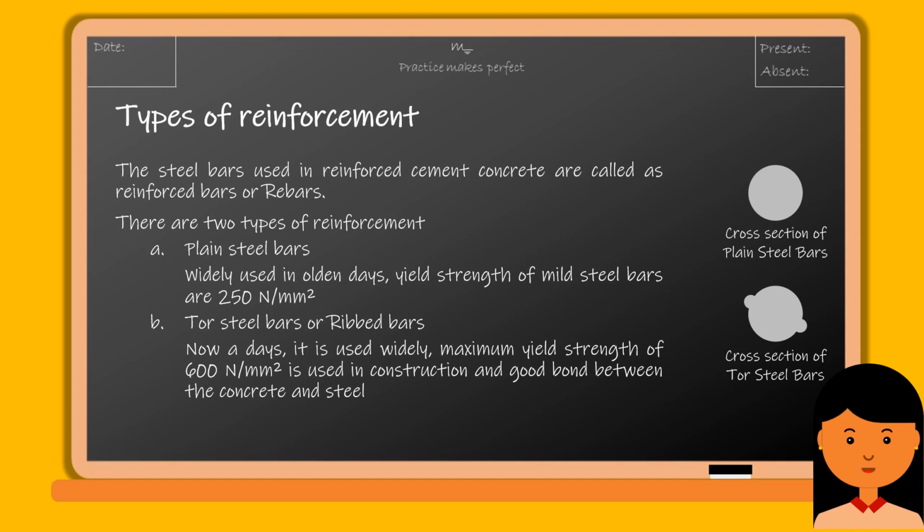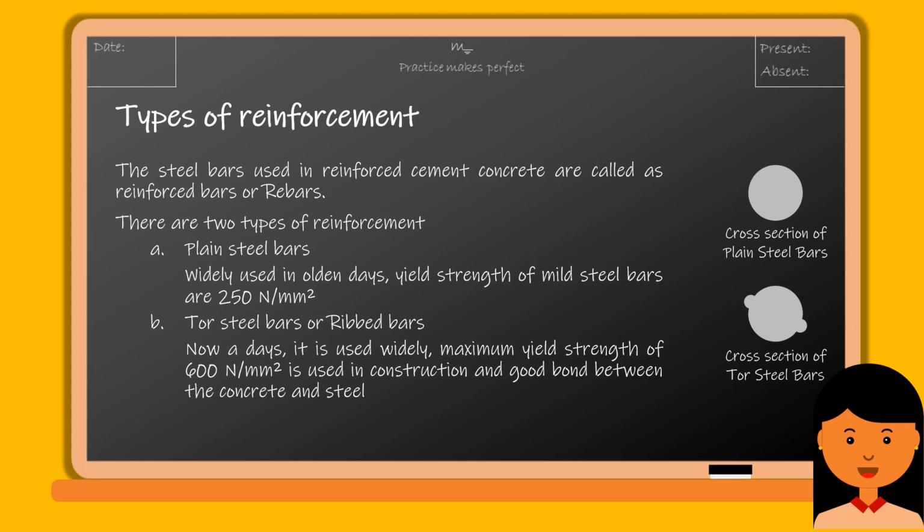There are two types of reinforcement. Plain steel bars. This type of steel was widely used in olden days. The yield strength of mild steel bars is 250 Newton per millimeter square. Plain steel bars are solid and circular in shape, and no ribs are present over the surface of the steel bars, and the bond between concrete and steel is not good because of the absence of ribs. As well as, the yield strength of steel reinforcement required is much higher for high-rise buildings. So, this type of steel is not suggested for the main bars of any structure.